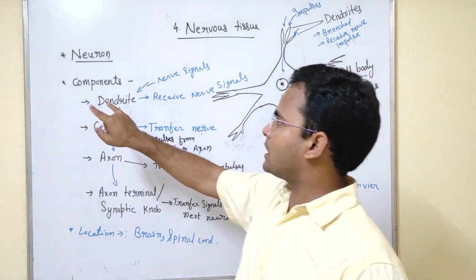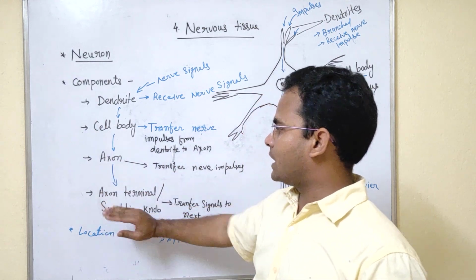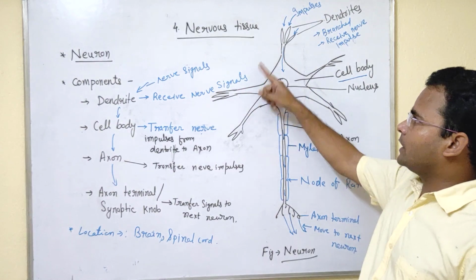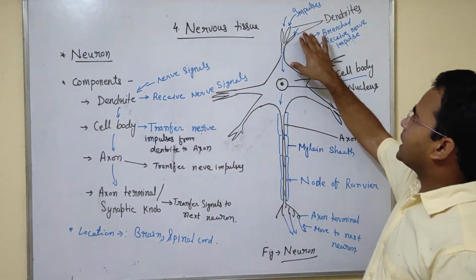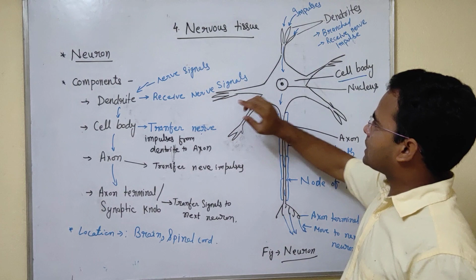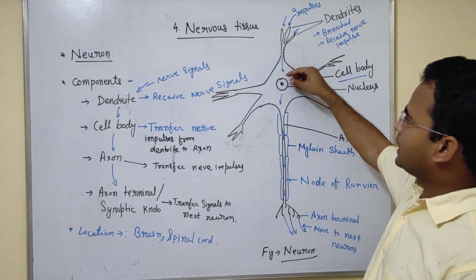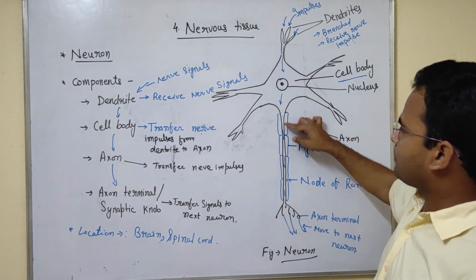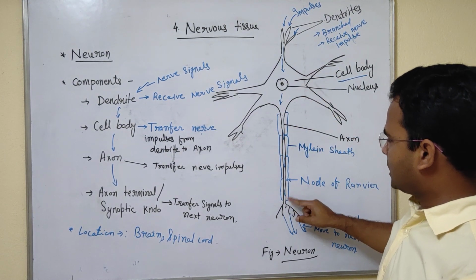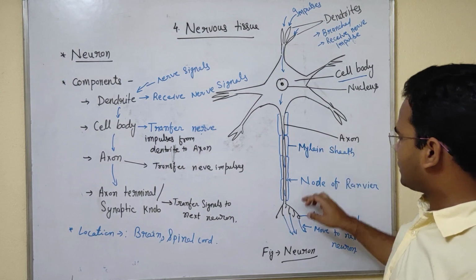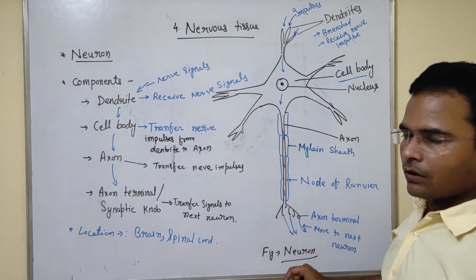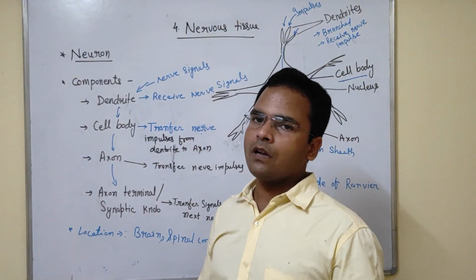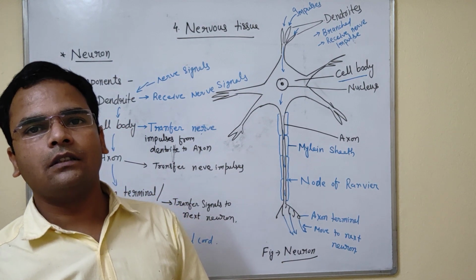Neuron has four parts: dendrite, cell body, axon and axon terminal. Dendrites are the highly branched terminal ends of the cell body. They receive the nerve impulses. After it passes the nerve impulses from dendrite, it passes to the cell body. From the cell body, a tubular structure is there, that is called axon. They transfer the nerve impulses to the next neuron, and at the end, the axon terminal is there. So this is the structure of the neuron.